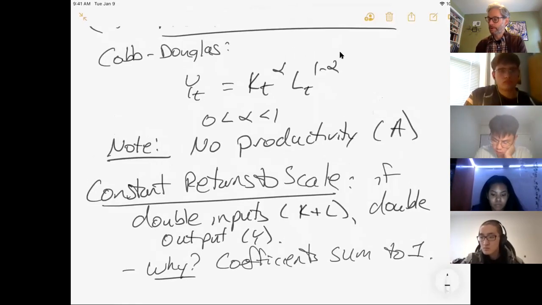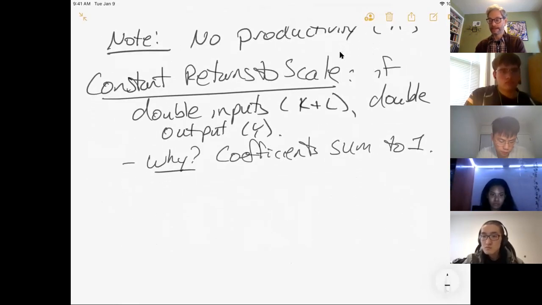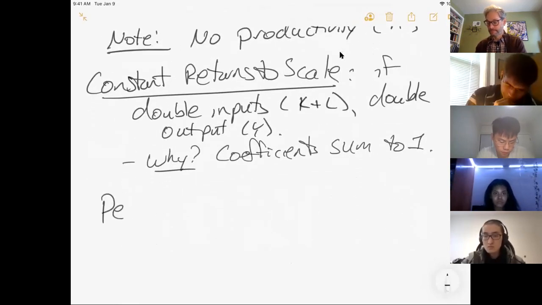Usually we're not going to want to write our production function like this, though. And that is because, remember where we're going to go here. We want to talk about a model of growth that allows us to compare different countries to each other. And so if we're really going to be comparing different countries, we want to talk about things in per capita terms.